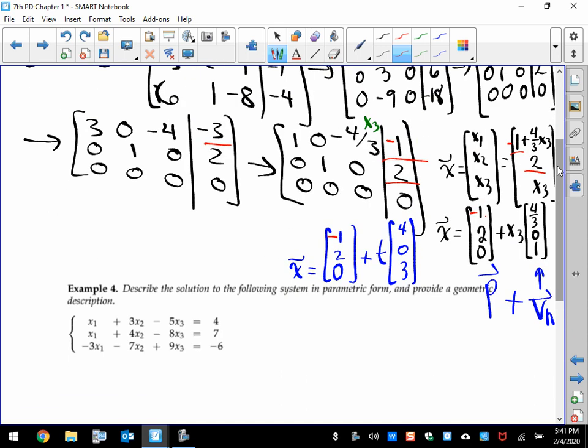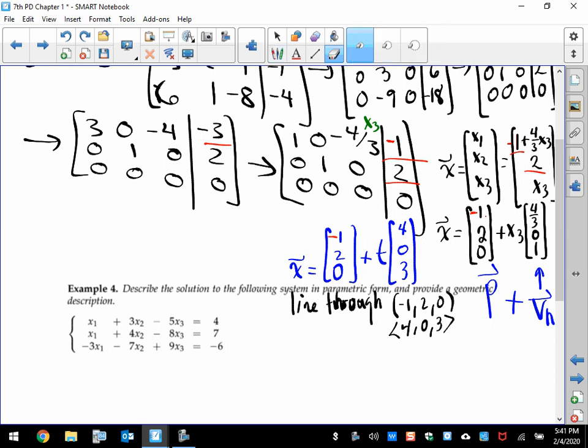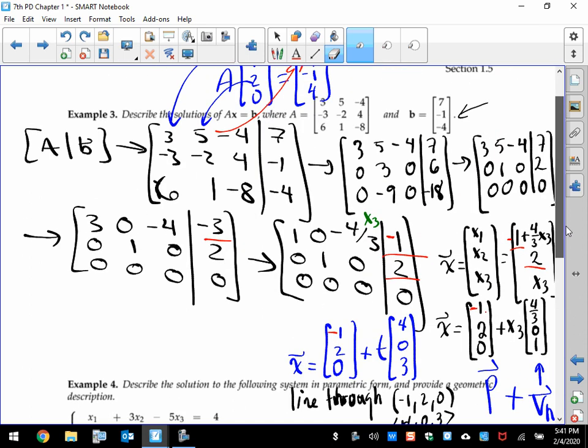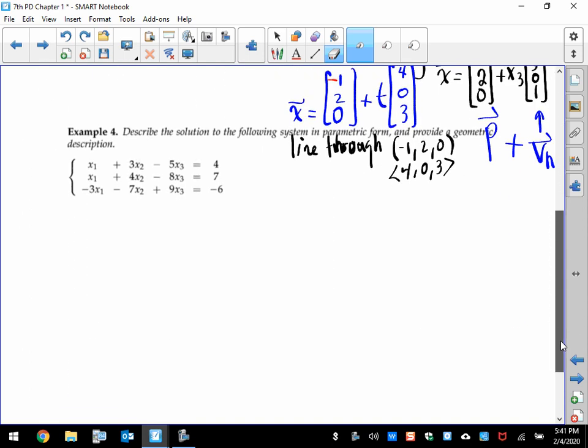So the other way that we could represent the solution here is that it's a line through this point. So this is a line through the point -1, 2, 0 in the direction 4, 0, 3. So that's another way that you could geometrically describe what the solution set is. It's a little bit more concrete than in this abstract kind of vector solution.